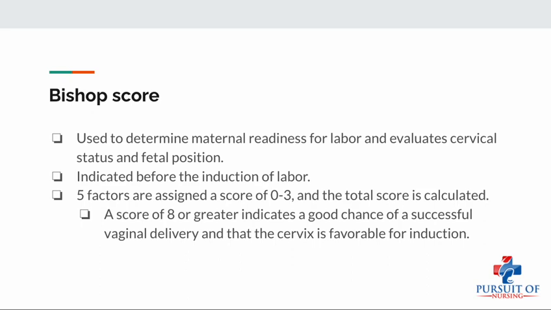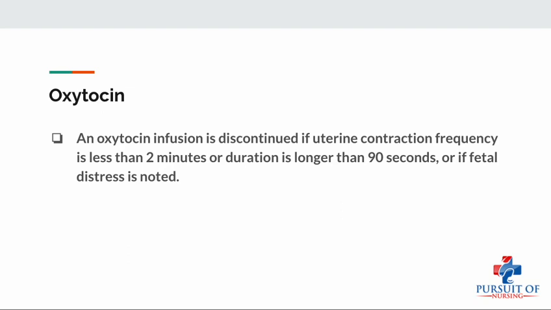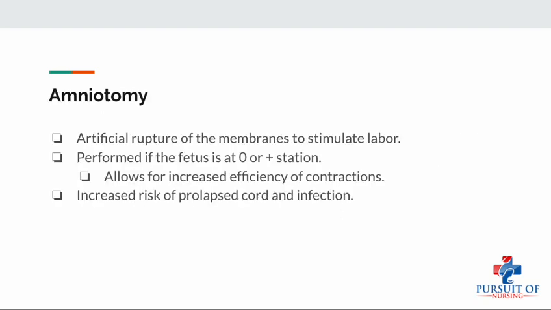So a score of 8 or greater indicates a good chance for a successful vaginal delivery and that the cervix is favorable for induction. All right, oxytocin. It's very important to remember that an oxytocin infusion is discontinued if uterine contraction frequency is less than 2 minutes or contraction duration is longer than 90 seconds or if fetal distress is noted. So know when to discontinue an oxytocin infusion.